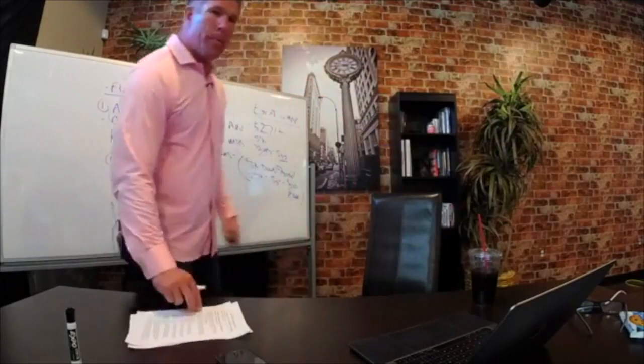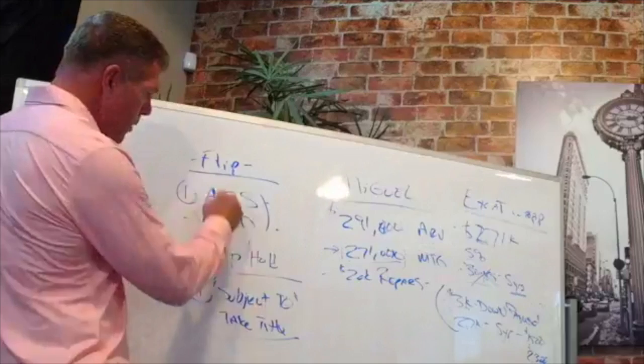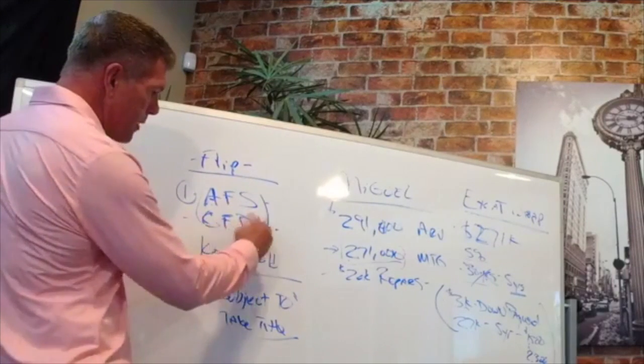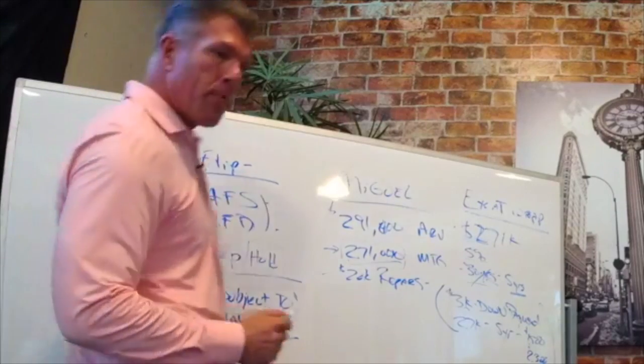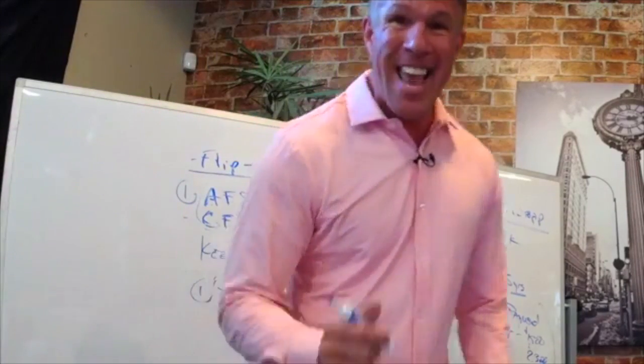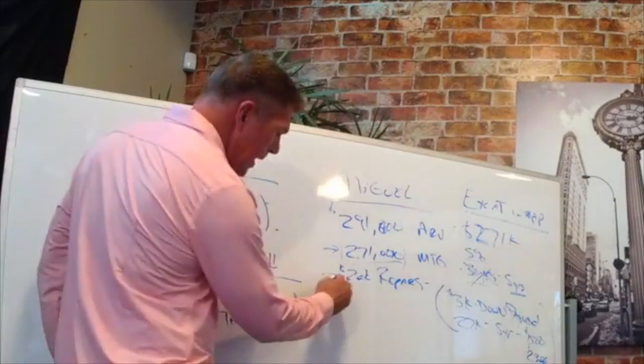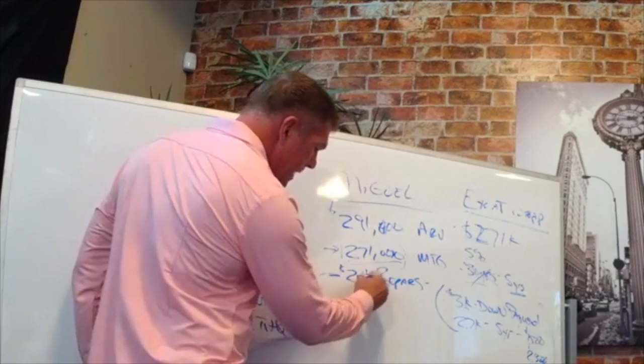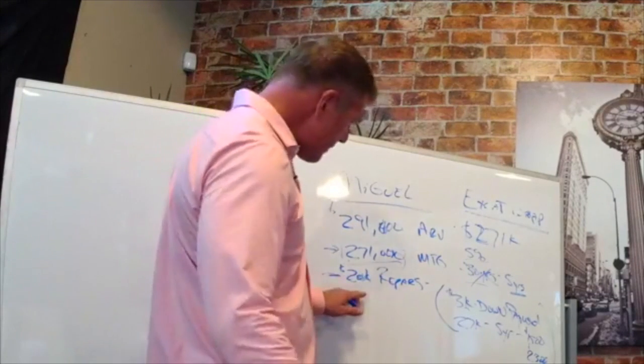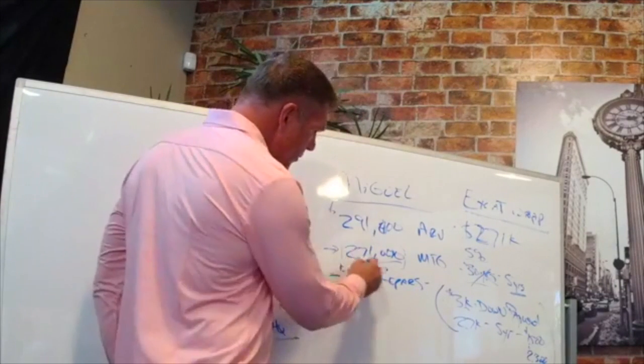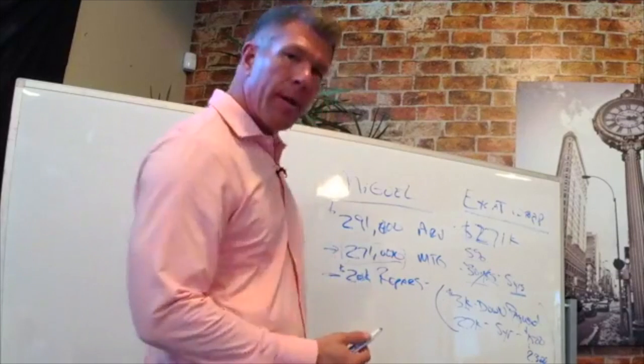We're going to flip the property, and we've done an agreement for sale or a contract for deed, right? Now we're going to flip the property. How can we flip it? Well, for the $20,000 in repairs, in this particular case, you get $271, $20,000 repairs. It looks like there's no equity in the deal.